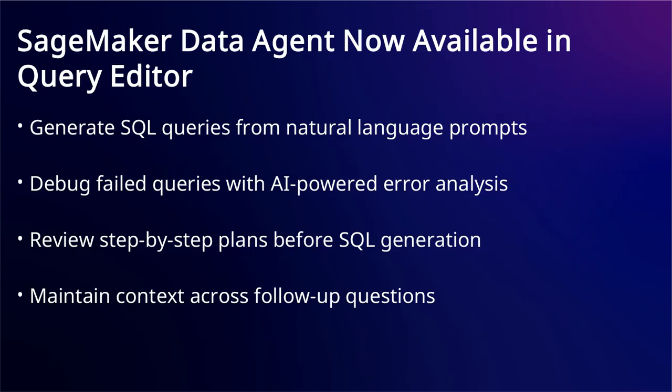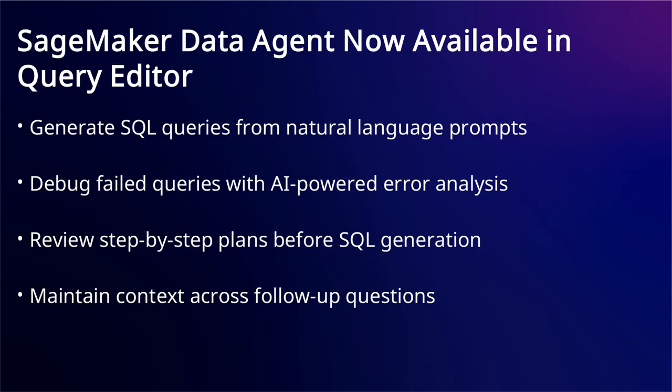Writing SQL queries for analytics requires knowledge of complex joins, aggregations, and schema structures, which slows down data exploration and analysis. SageMaker Data Agent in Query Editor addresses this by allowing you to generate SQL queries from natural language prompts, converting questions like "calculate quarterly revenue growth rate by product category for 2025" directly into executable SQL for Redshift and Athena. You can review step-by-step plans before the agent generates the query, ensuring the approach matches your intent.